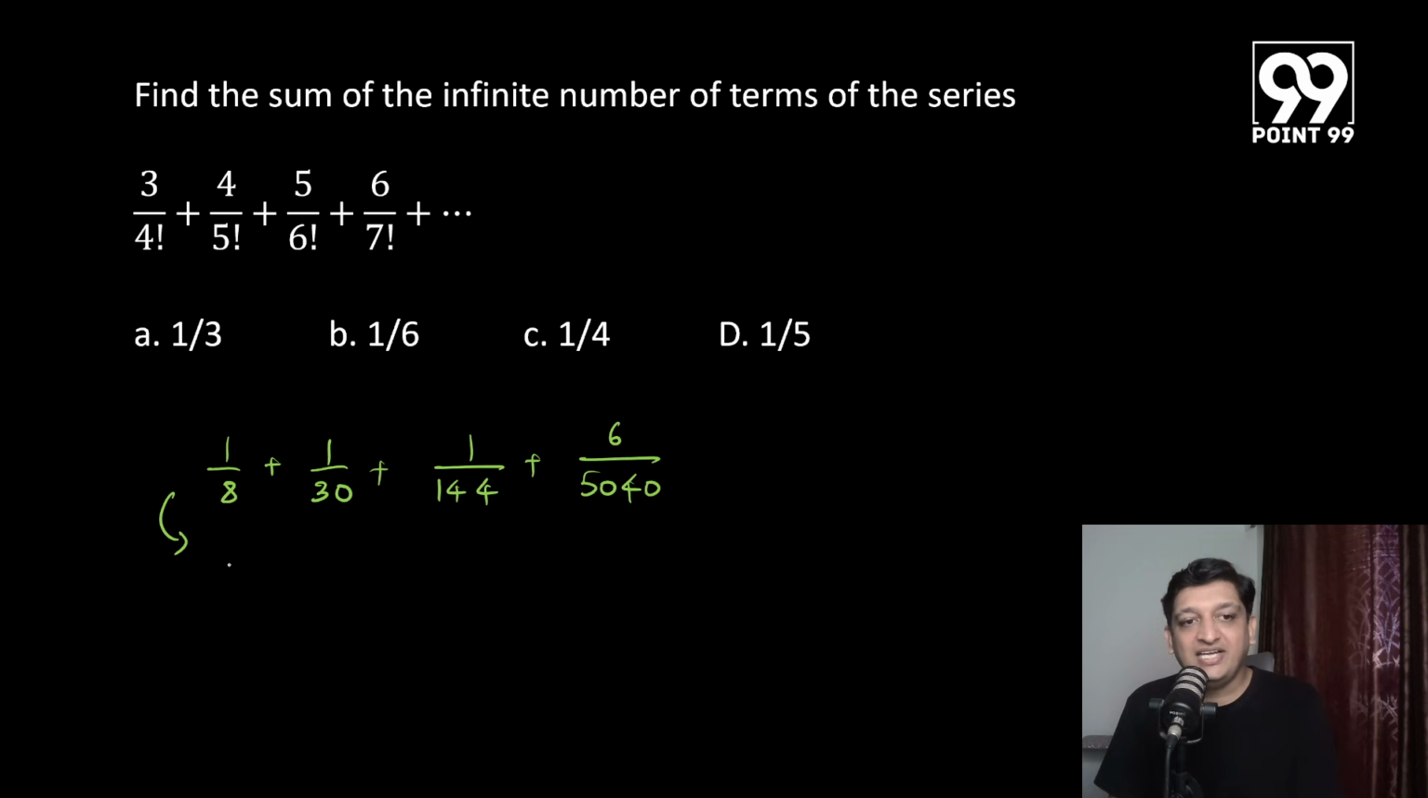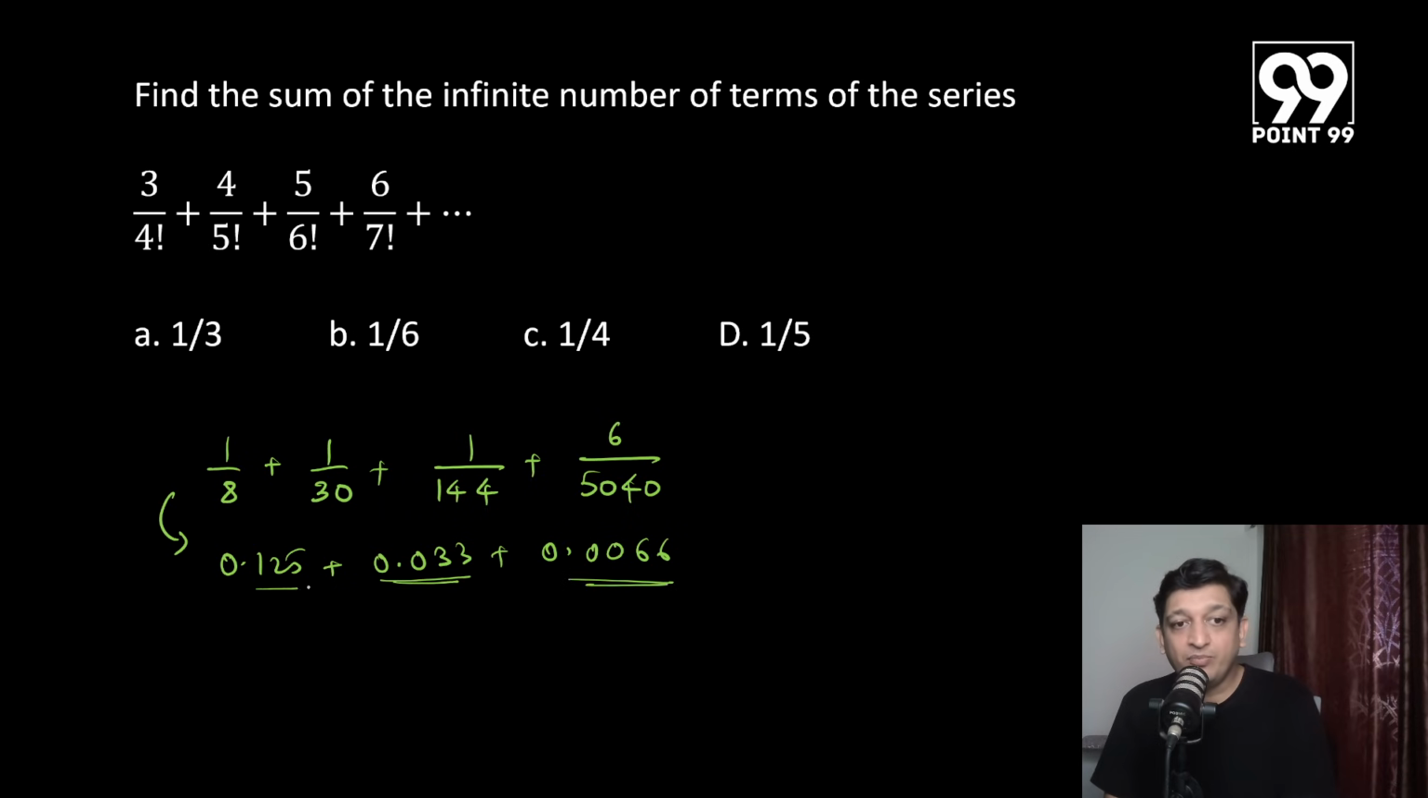So 1 by 8 is going to be 0.125. 1 by 30 is going to be 1 out of 30, right? So it will be very less. It will be 0.03-ish, or 0.033, let's say, plus 1 by 144, it's going to be even less than this. So basically it's going to be this divided by a large number, right? Divided by 5 approximately. So this will be 0.0066 something and will keep on reducing.